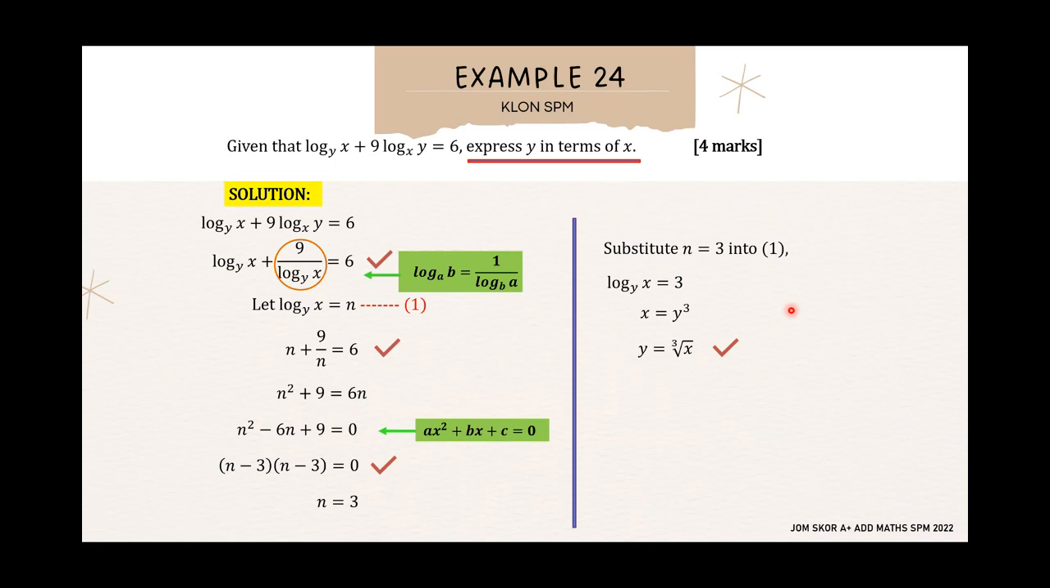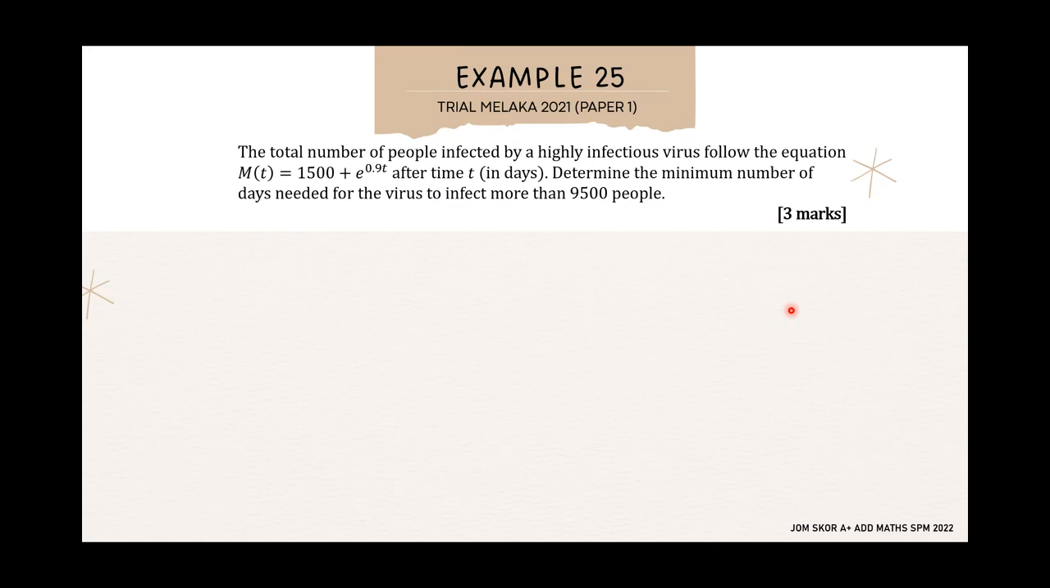Soalan yang terakhir, insyaAllah, example number 25. Kita tengok satu soalan yang melibatkan solving problem. The total number of people infected by a highly infectious virus follow the equation M of t is equal to 1,500 plus e to the power of 0.9t. Okay. Determine the minimum number of days needed for the virus to infect more than 9,500.